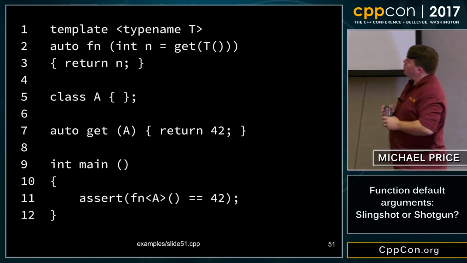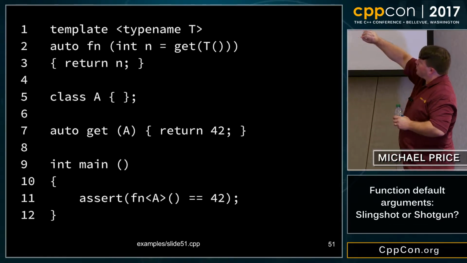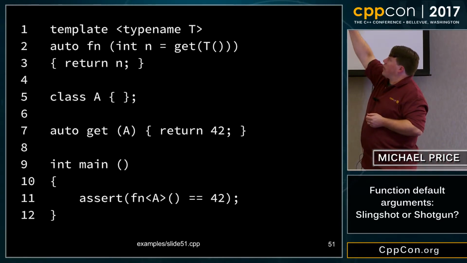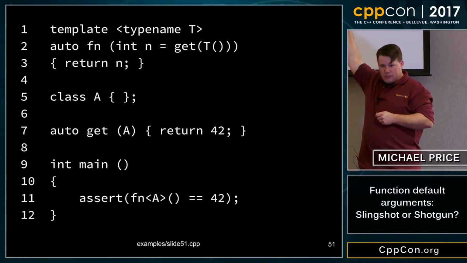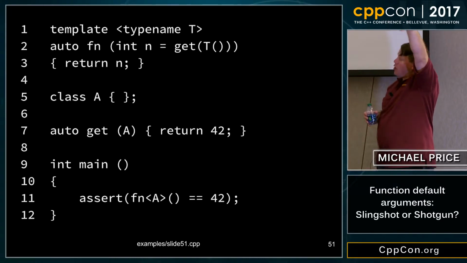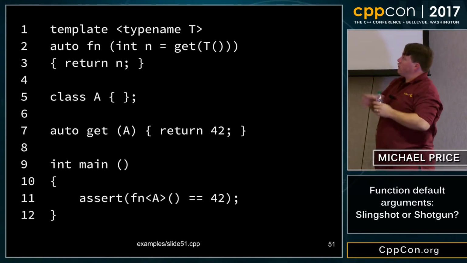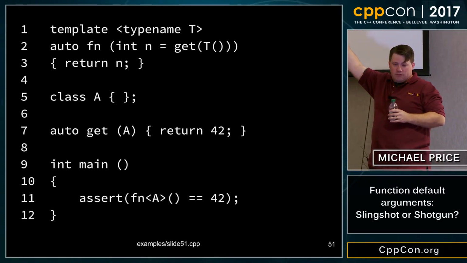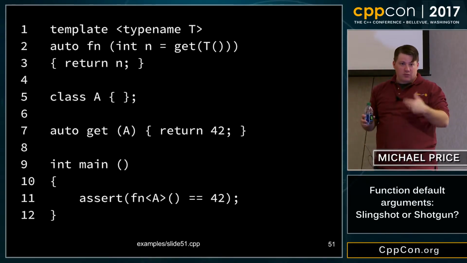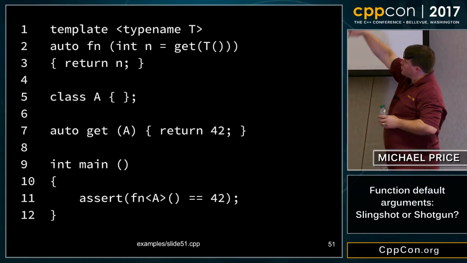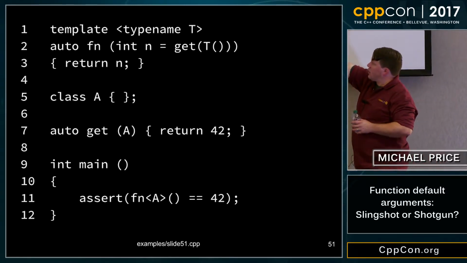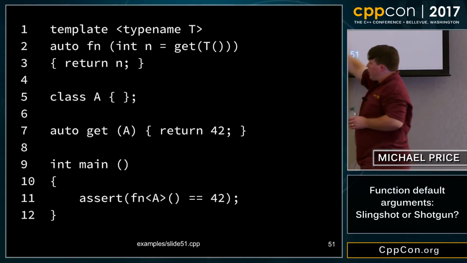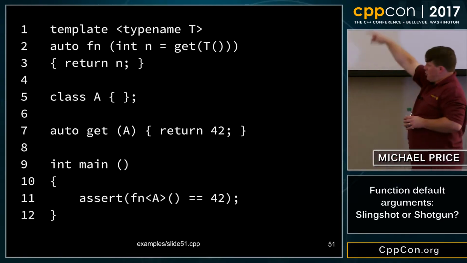Okay, so we've got a template on lines 1, 2, and 3, a function template. Its default argument is a get function that takes t. So that's a dependent expression, right? It depends on the type, the value of the template parameter. So that means whenever the compiler parses this, it can't actually make a final determination of whether or not that's valid without knowing what the type is. That's what it means to be dependent, okay? So later on, we have a class A, we have a function called get that just returns 42. So now on line 11, we instantiate that function template with type A.